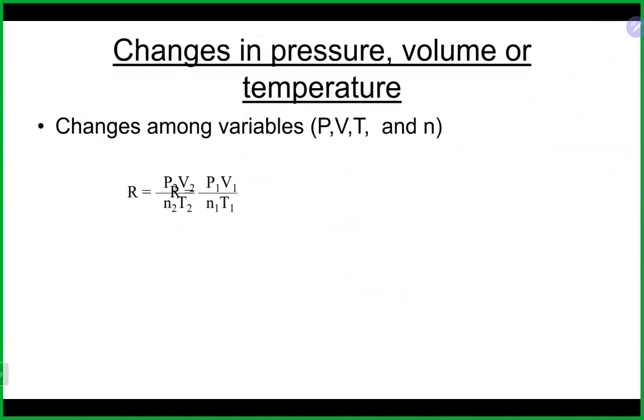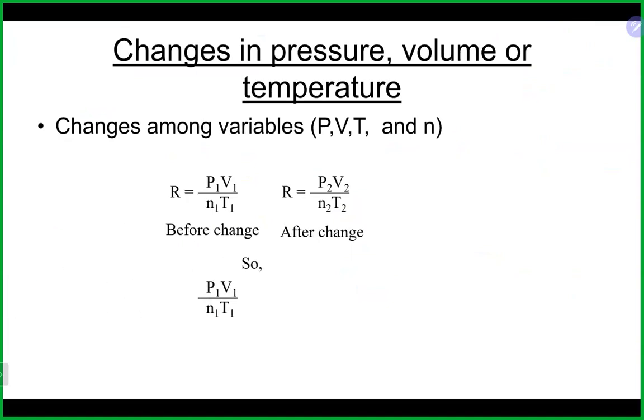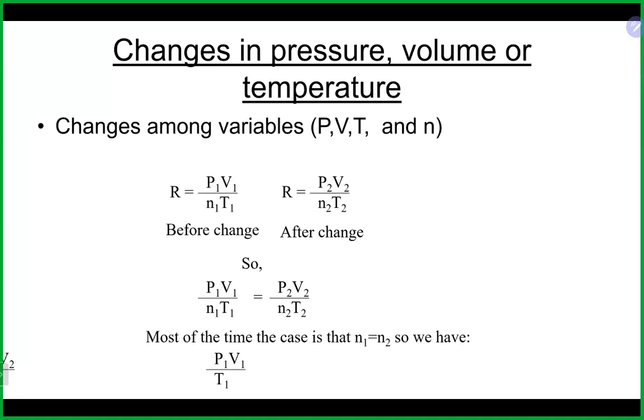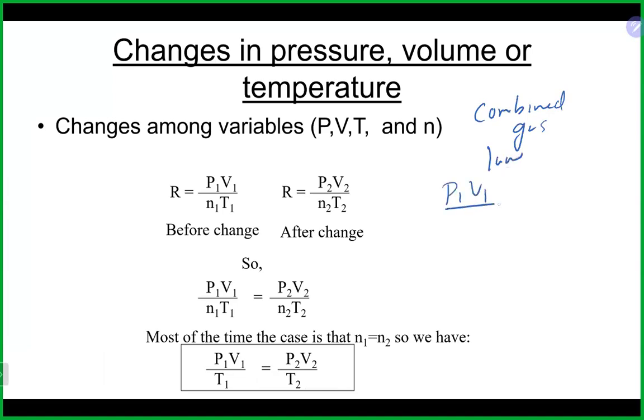Now you can look at changes in all three variables, pressure, volume, and temperature. And if we set the ideal gas law equal to each other in two different sort of situations, we get another gas law, which is a really important gas law, which is sometimes referred to as the combined gas law. And that is P1 V1 over T1 equals P2 V2 over T2.